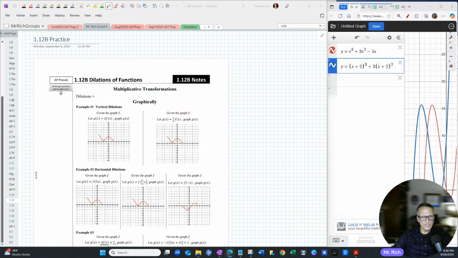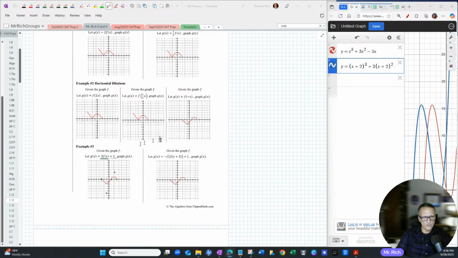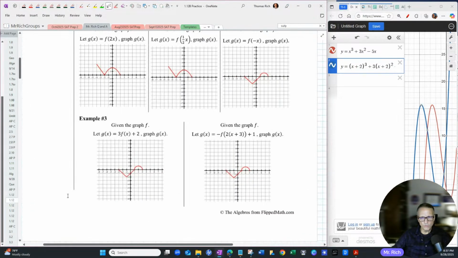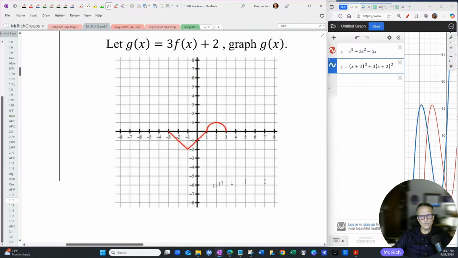Okay, so these are going to be vertical dilations. And here's what we're going to do. What I want to show you on these is multiple transformations. So there is a function, f of x, and they want me to graph g of x that undergoes those transformations. So I'm going to do 2 things.